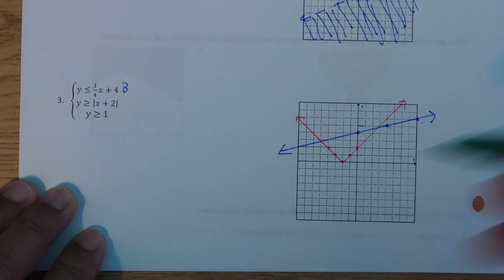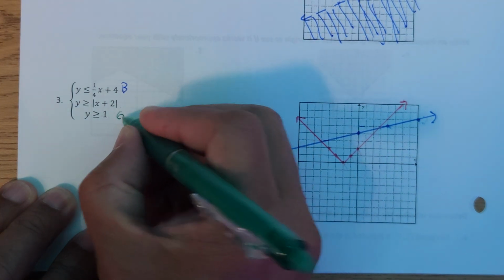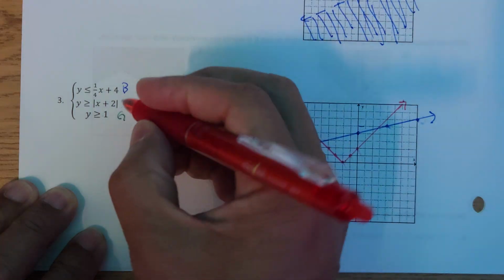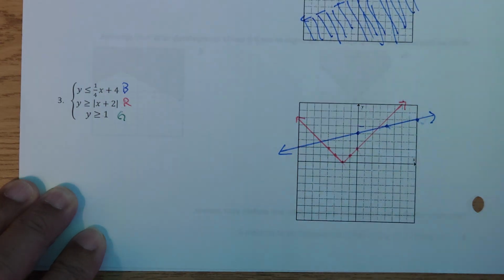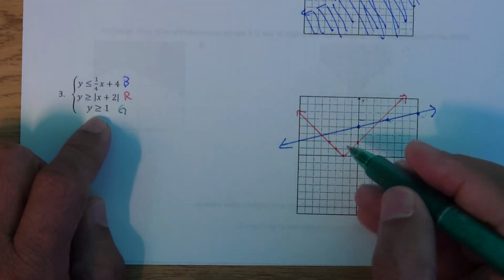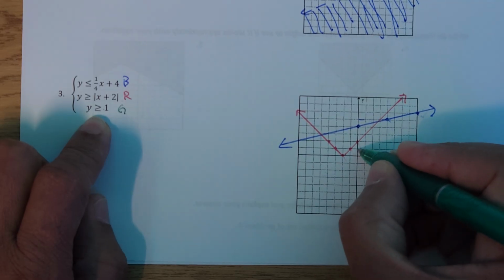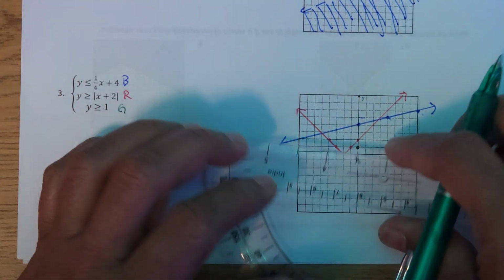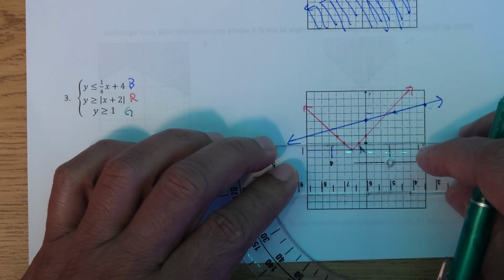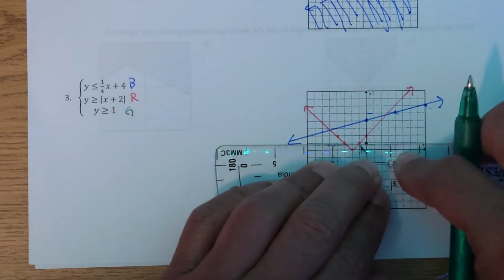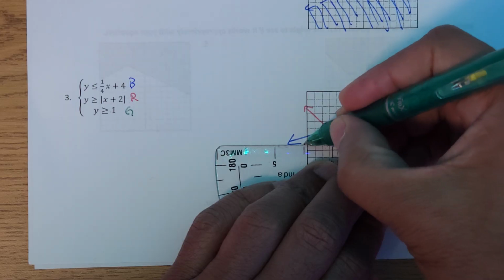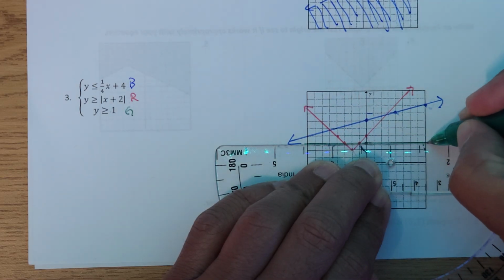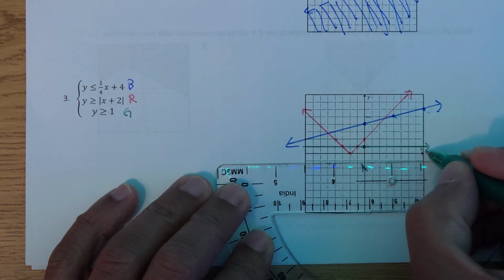The last one I'm going to do with green. So this will be green, and this one is the red one, the second inequality. So for this one, y equals 1, so that's here. For any value of x, y will always be 1. So it's just a horizontal line because the slope is 0. And it's also solid. So I'm going to just draw a line of y equals 1. And now I'm going to go back and shade.